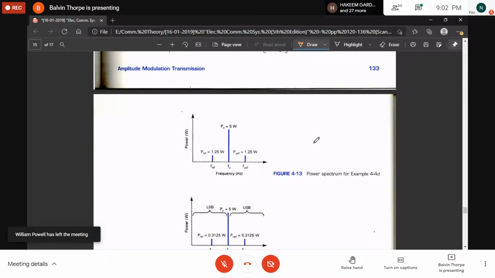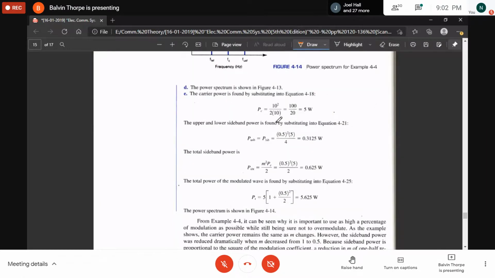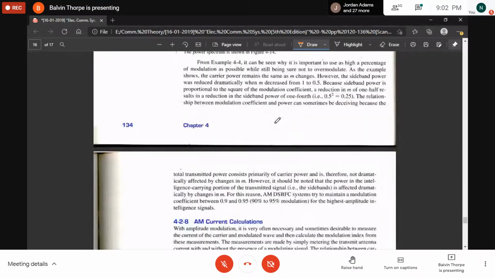Any other questions? Any other concerns? Because we're going to leave it. Question. Go ahead. Is there any disadvantage to single sideband transmission? Brilliant question. We're going to look at single sideband transmission.